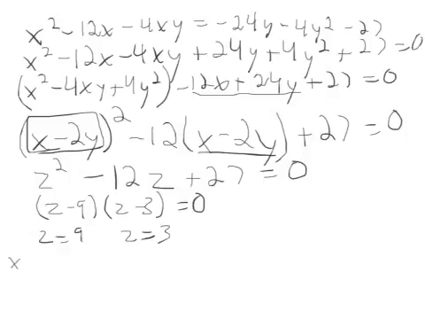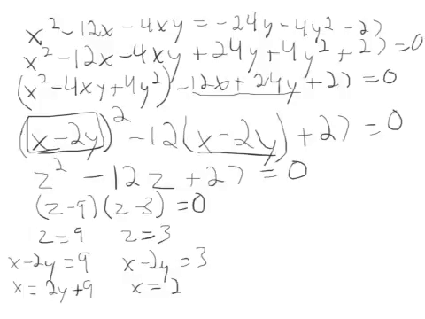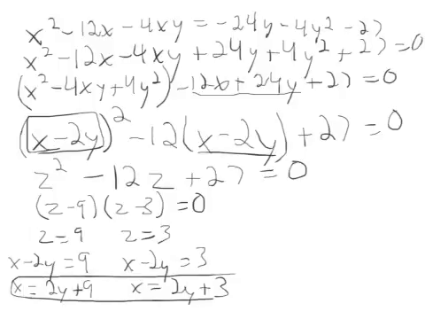Now remember we said z was this expression right here, x minus 2y. So I'm going to plug in x minus 2y for z. So I get x minus 2y equals 9, and x minus 2y equals 3. And we are told to solve this for x. So when I solve this for x, I'm going to get x equals 2y plus 9. And over here I'm going to get x equals 2y plus 3. So these right here would be my two final answers.